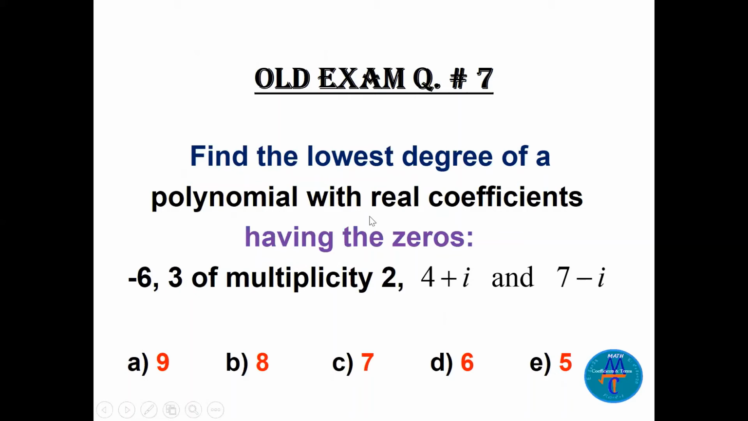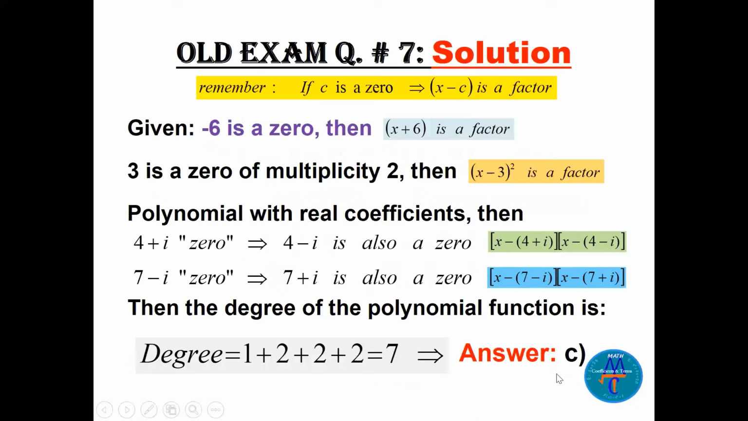So we need here only the degree. Is it 9, 8, 7, 6, or 5? Just go slowly and see. Minus 6 is a 0, so x plus 6 is a factor. That's 1 in the degree. 3 is a 0 of multiplicity 2. You can say x minus 3 all squared.